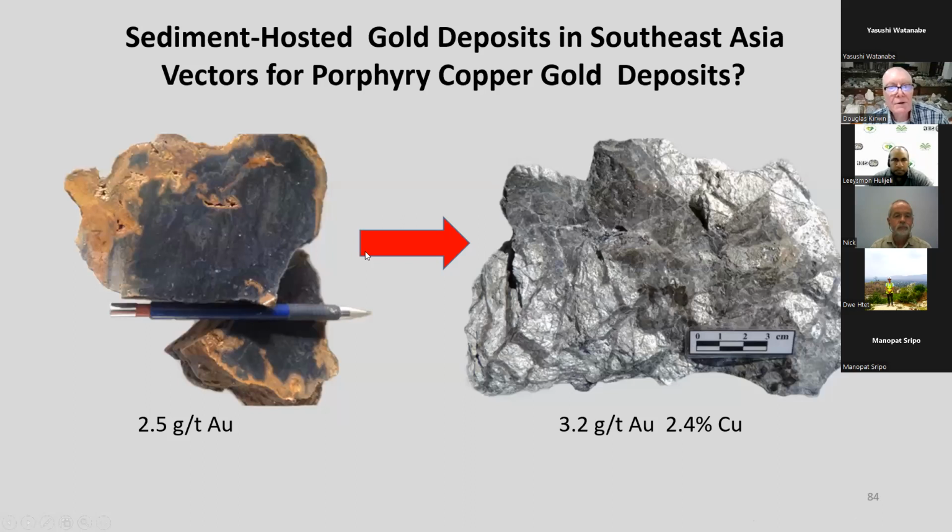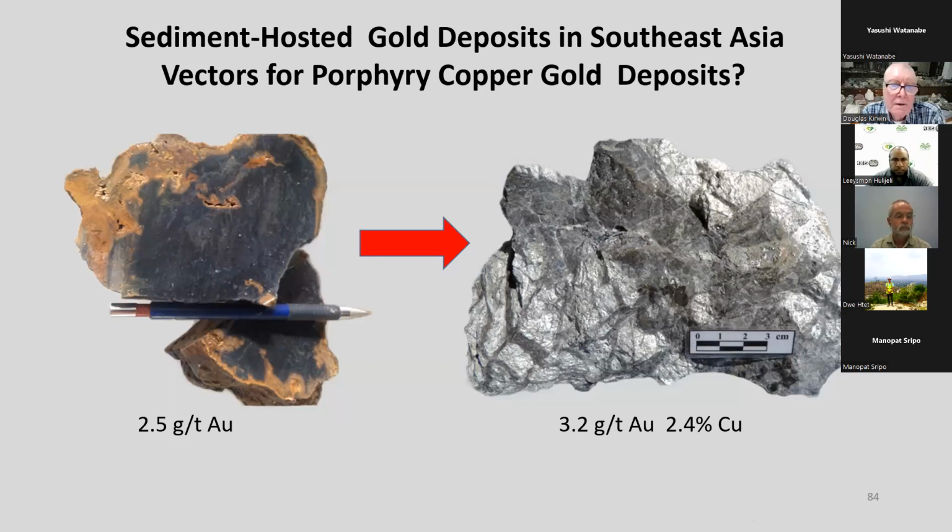So what's the significance or the potential exploration significance of this zoning pattern? There's two. One could actually, if you have a known porphyry center, then providing you have the favorable host rocks in the stratigraphy, there is potential for outbound sediment-hosted gold mineralization.